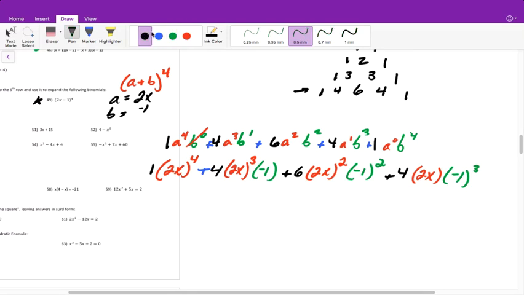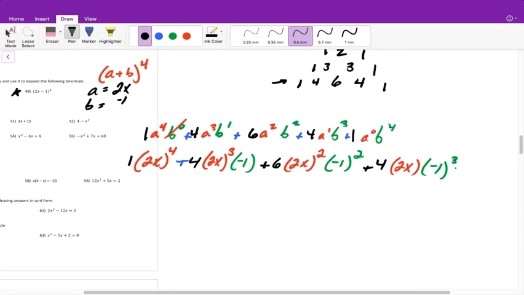And then it'll be plus, let me just move this over just a little bit more, plus 1. We don't need to write our a since it's to the 0 power, and that's 1, times negative 1 to the 4th power. All right, now I'm going to go ahead and do all my math. 2 raised to the 4th power is 16. 16 times 1 will give me 16, and then this x to the 4th power is x to the 4th.